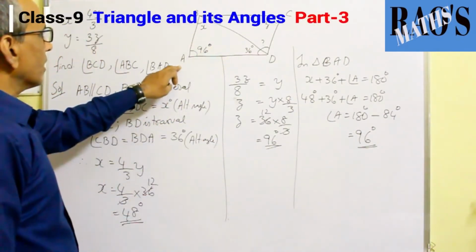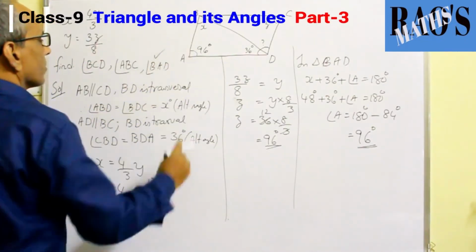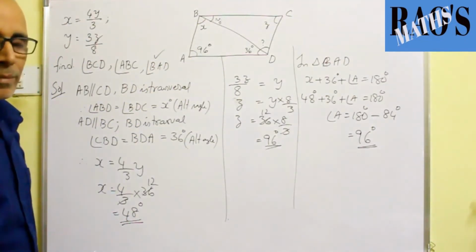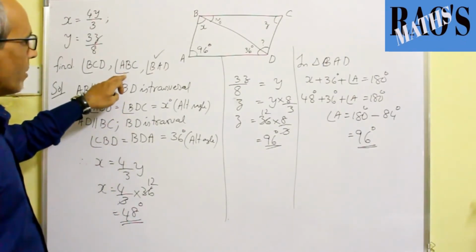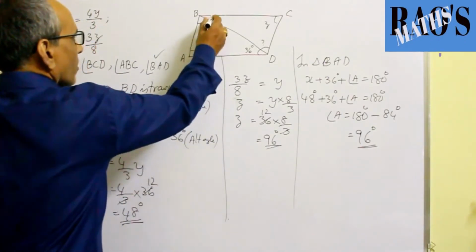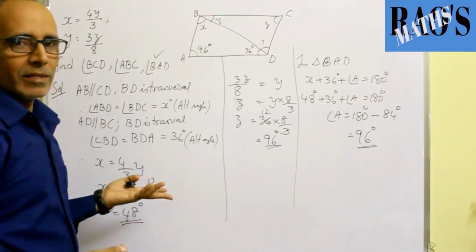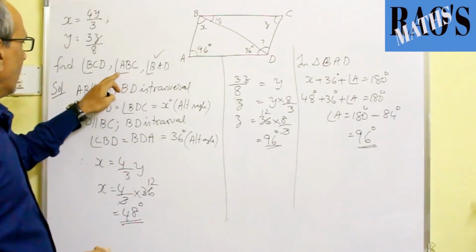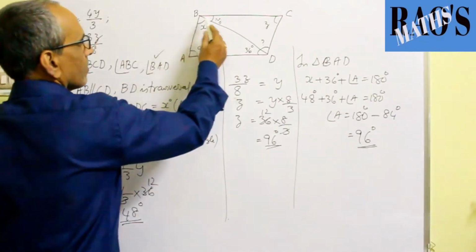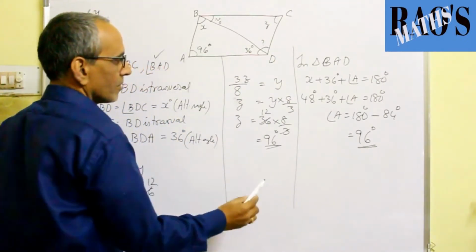So angle A is nothing but BAD. We got angle BAD, one of the angles, and ABC, that is the sum of x plus y. We know x and y, the sum is angle ABC. This also we got. Angle BCD is nothing but Z. We solved that, that is 96.